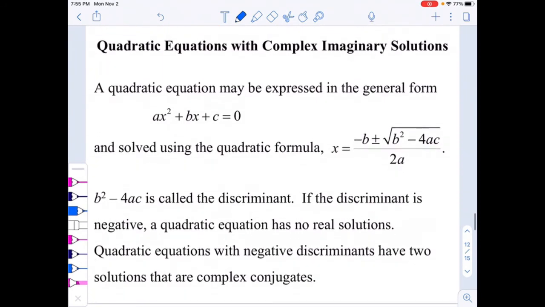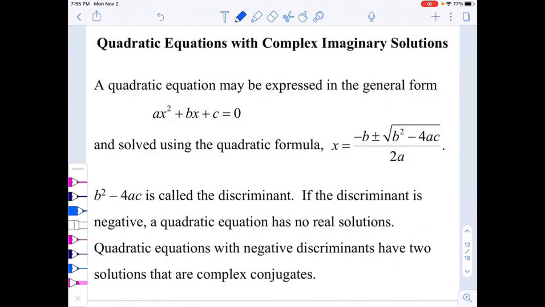Now, what happens when we have some quadratic equations with our complex imaginary solutions? It says a quadratic equation can be expressed in the general form ax squared plus bx plus c is equal to 0 and solved using the quadratic formula. Some of you had some minor brain farts back in the prerequisite skills. Please make sure you're familiar with the quadratic formula at this point. x is equal to negative b, or the opposite of b, plus or minus the square root of b squared minus 4ac all over 2a.